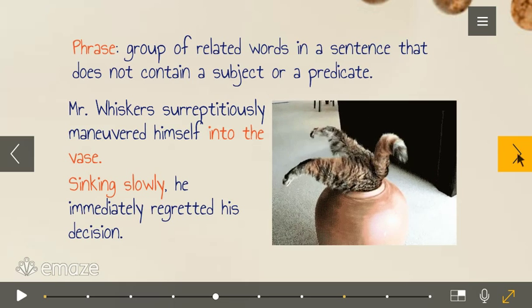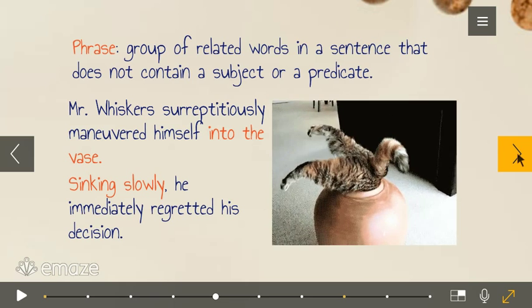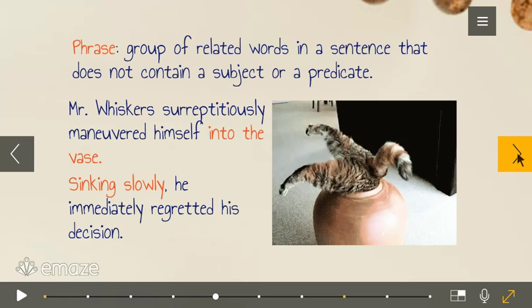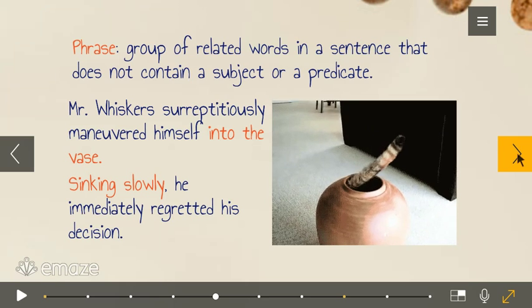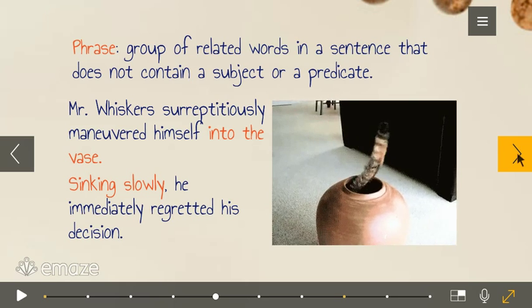Mr. Whiskers surreptitiously maneuvered himself into the vase. The orange part there, into the vase, is a phrase. It doesn't have a subject, it doesn't tell me who or what's performing an action, and it doesn't have a predicate. There is no action in the words into the vase. It's just a phrase.